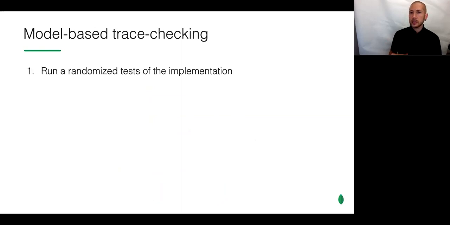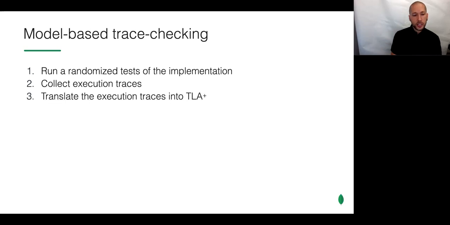You run some test of your implementation, and while the implementation is running, it logs all of the state transitions that it experiences, and it outputs all of the variables that are defined in the spec. We collect this execution trace and translate it into a TLA+ data structure. This allows us to do the last step, which is to use the model checker to check that this particular state sequence was permitted by the spec.